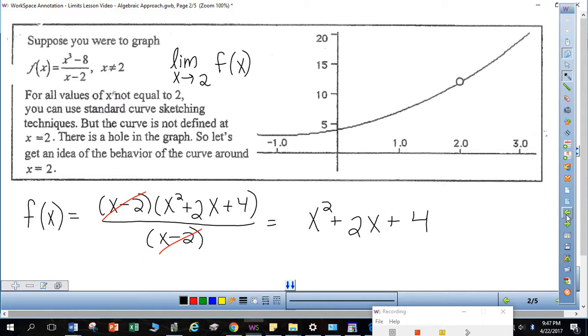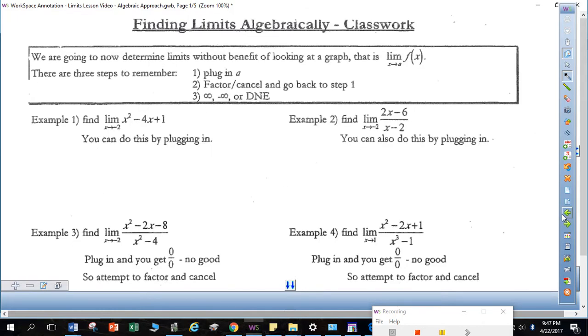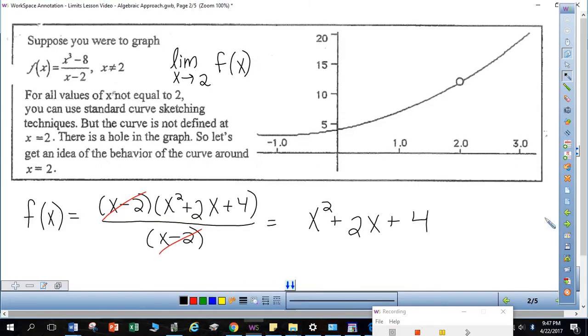Because that didn't work, we have to continue with the next step, which is to factor and cancel, and then go back to step 1. See if you can plug in your x value. Yesterday we saw that we could factor the numerator. It's a difference of cubes, and so it factors like this. Sure enough, we have a common factor of x minus 2 that can be canceled, leaving us with this. If we then try to plug in the x value of 2, we get 2 squared plus 2 times 2 plus 4. 4 plus 4 plus 4 equals our limit value of 12.